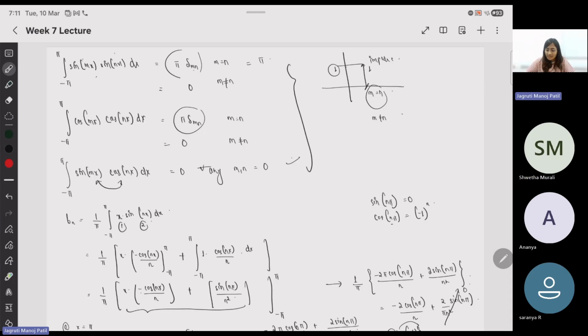Where both of them are not equal to each other, let's say sine of 3x and sine of 2x, both functions will never cross each other. So hence it would be zero. Similarly for cos. Okay. Thank you.